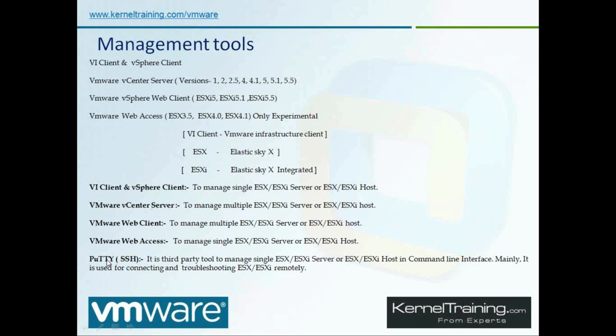Now we have another tool named PuTTY. PuTTY uses the protocol SSH, Secure Shell. This is a third-party tool. It is not a product of VMware. We use it for managing the ESX or ESXi server through the command line. This is a command line interface tool we use for connecting to and troubleshooting the ESX server remotely. VI Client is nothing but the VMware Infrastructure Client, ESX is Elastic Sky X, and ESXi is Elastic Sky X Integrated.